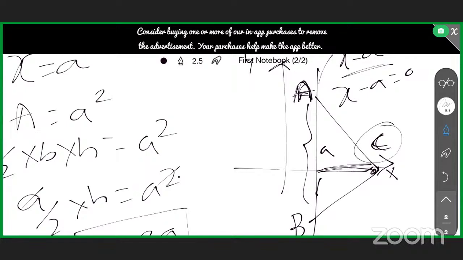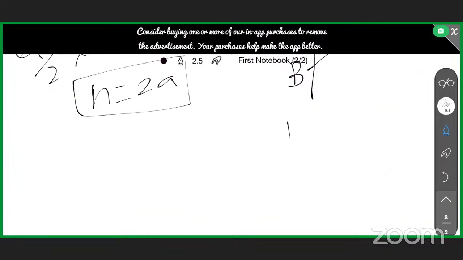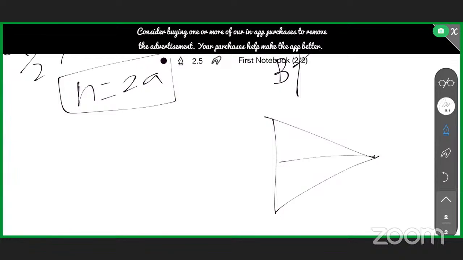Sir, I couldn't understand. See, now with the formula we understood that the height of this triangle is twice the base. Yes or no? Yes, sir. So now this length is A, this length is 2A.